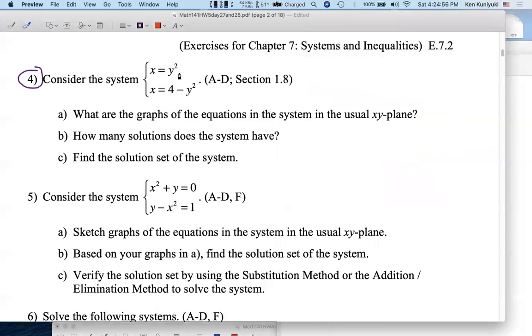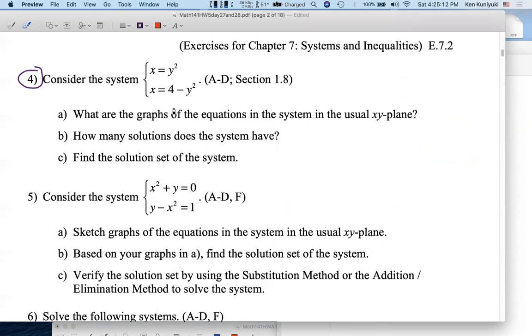Now, actually, let me tell you something. You can use the substitution method where you substitute x with y squared. If you have x equals this, x equals that, you can set these right-hand sides equal to each other. And the algebra is okay. It's not bad.